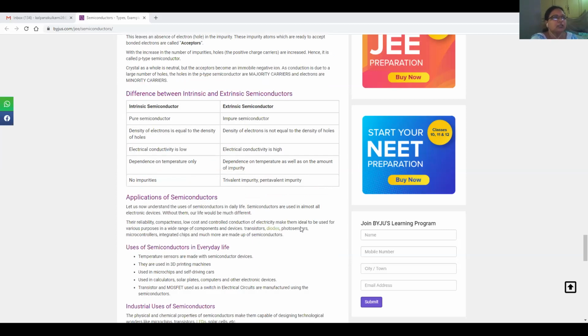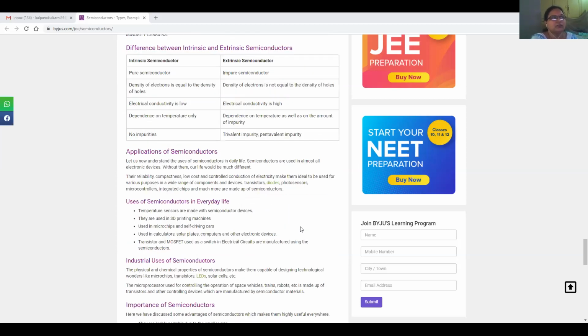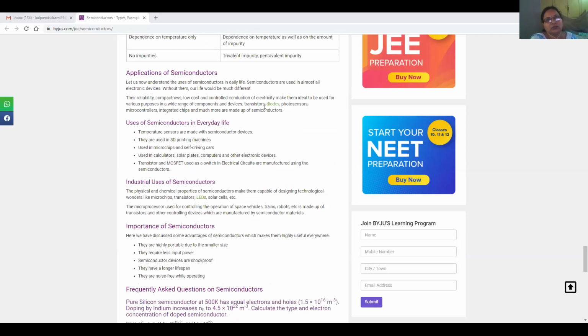Okay. Then coming to the applications of semiconductors. These semiconductors we use in daily life, right? In all electronic devices. Temperature sensors are made with semiconductor devices. Then they are used in 3D printing machines. Then used in microchips and self-driving cars. Used in calculators, solar plates, computers, and other electronic devices. Then transistor and MOSFET used as switch in electrical circuits are manufactured using the semiconductors.